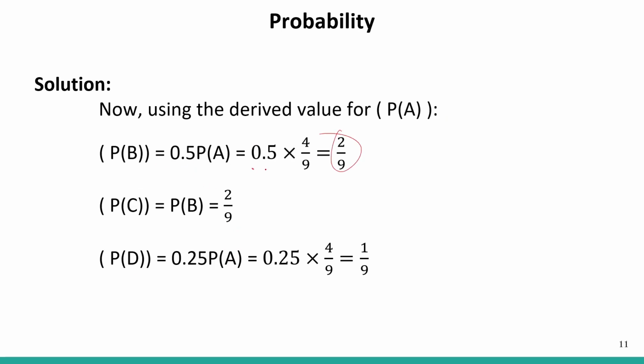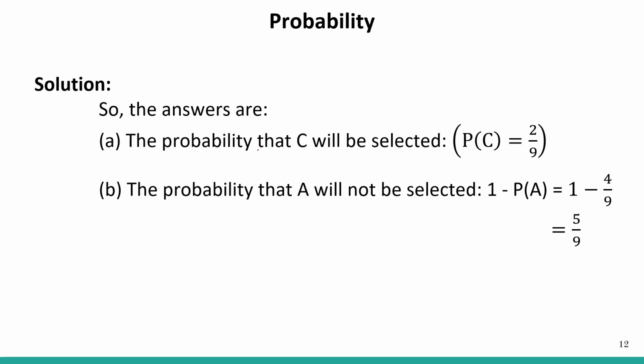2 by 9, because 0.5 into 4 by 9 is nothing but 2 by 9. So probability of C is equal to probability of B, which will be 2 by 9. Probability of D will be 1 by 9. So the answers are: the probability that C will be selected is 2 by 9, and the probability that A will not be selected is equal to 1 minus probability of A, which is 1 minus 4 by 9, equal to 5 by 9.